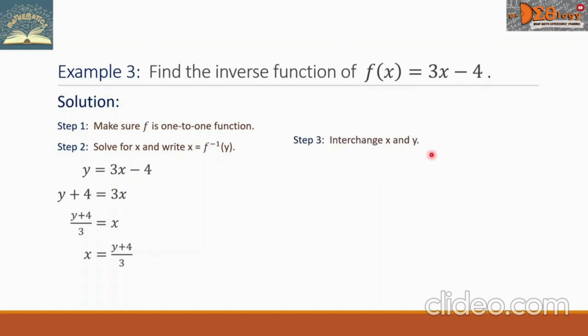We interchange x and y for this equation. That means the x becomes y and the y becomes x. So this equation now is y equals x plus 4 all over 3. Now this y we change to the inverse of f. So we have f inverse of x equals the right side fraction x plus 4 all over 3. This is the inverse function of our original problem.